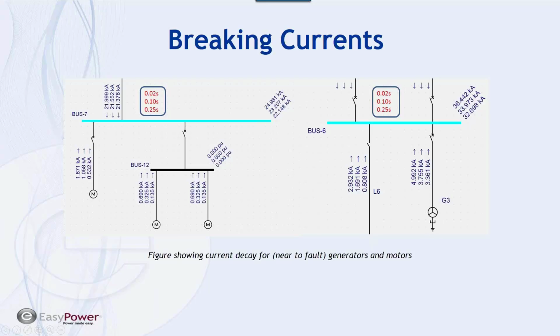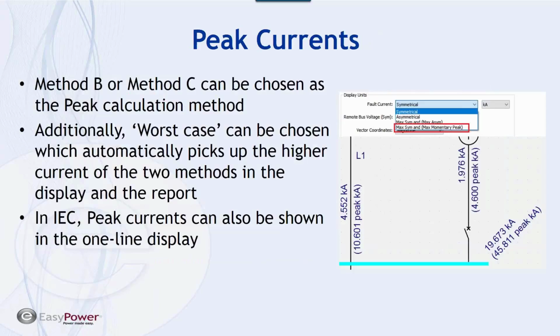A review and a reminder that rules of IEC for modifying the impedances depend on the type of machine. And when I say machine, machine can be a motor or a generator. If it's a synchronous machine, it has certain different rules. If it's an induction or asynchronous machine, motor or generator, it has a different set of rules. Now, let's take a look at the peak currents.